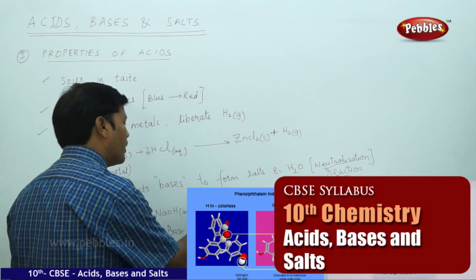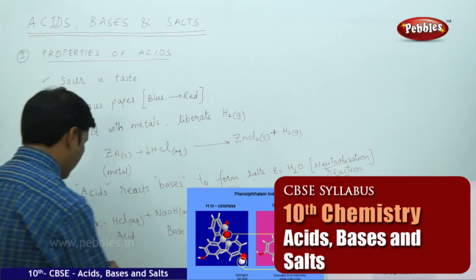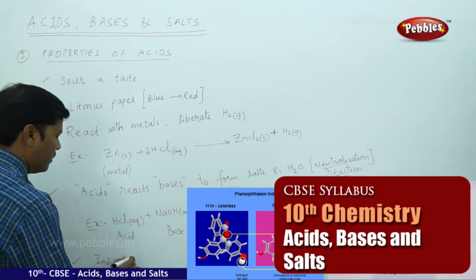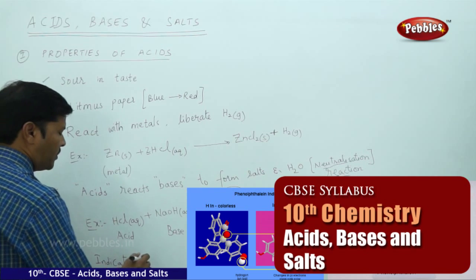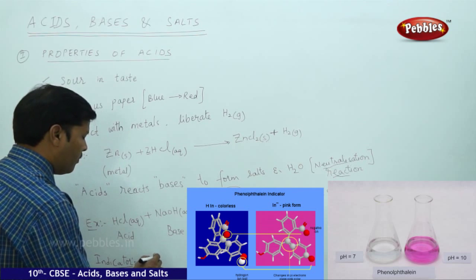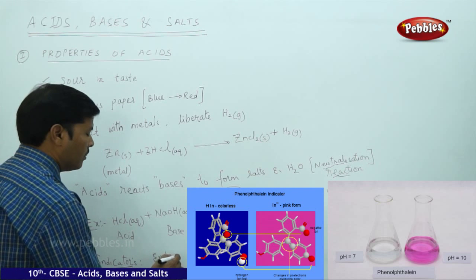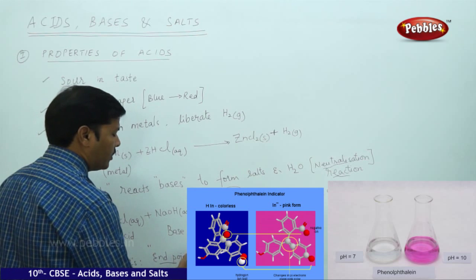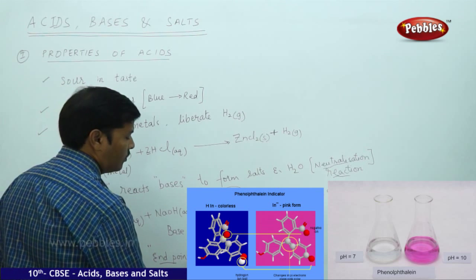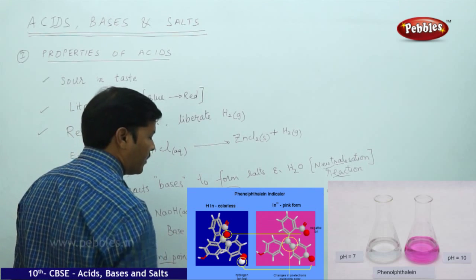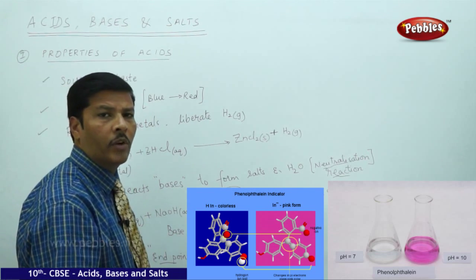So now when you go for indicator, what do you mean by indicator? Indicators are the substances which are used to know the endpoint of a reaction. What do you mean by endpoint of reaction?